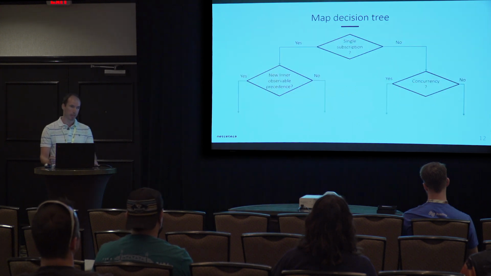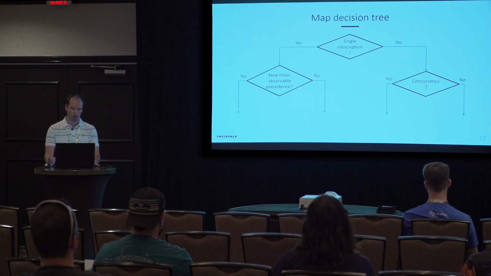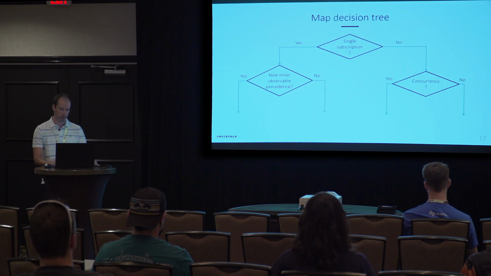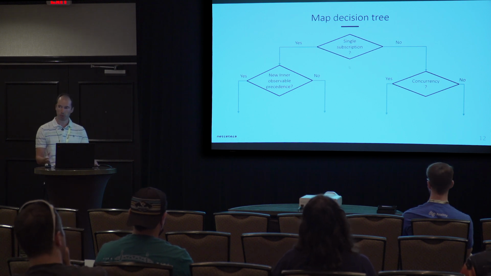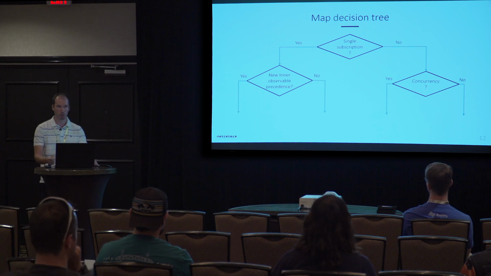And now let's make a mental map of these four based on this simple decision tree. So let's start at the beginning. We have a distinction by single subscription. So if we need to define this, which would go on the left side, which would go on the right side?